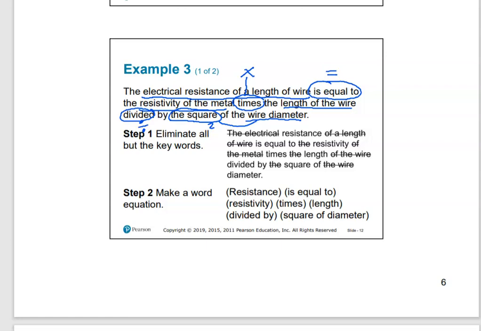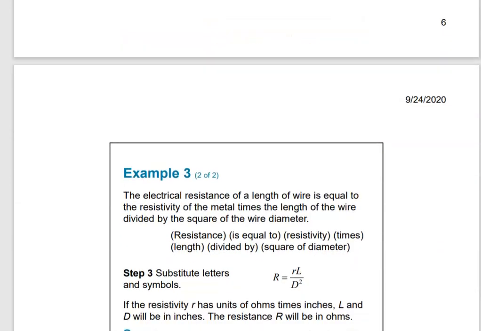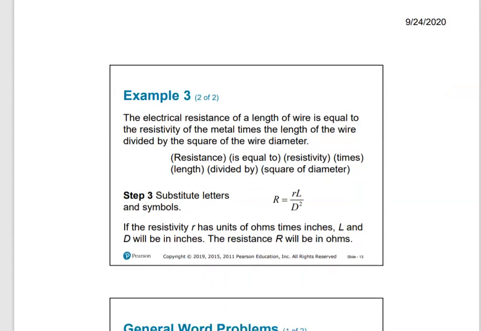Okay, so it says to eliminate all words but the key words. So: resistance equal to resistivity times the length divided by the square of the diameter. So basically we've eliminated all of these "of"s and "the"s, and we're just going to talk about what we're calling this. So in their formula, they've got the words that we highlighted and talked about.